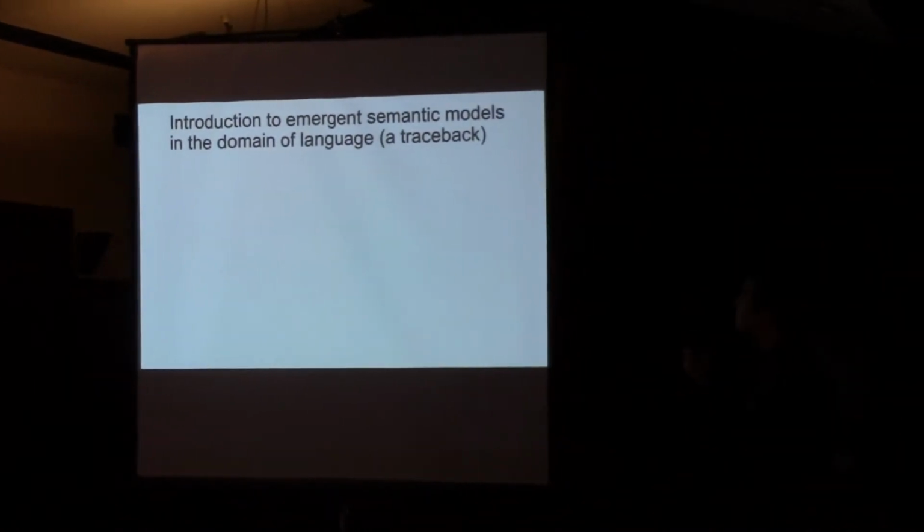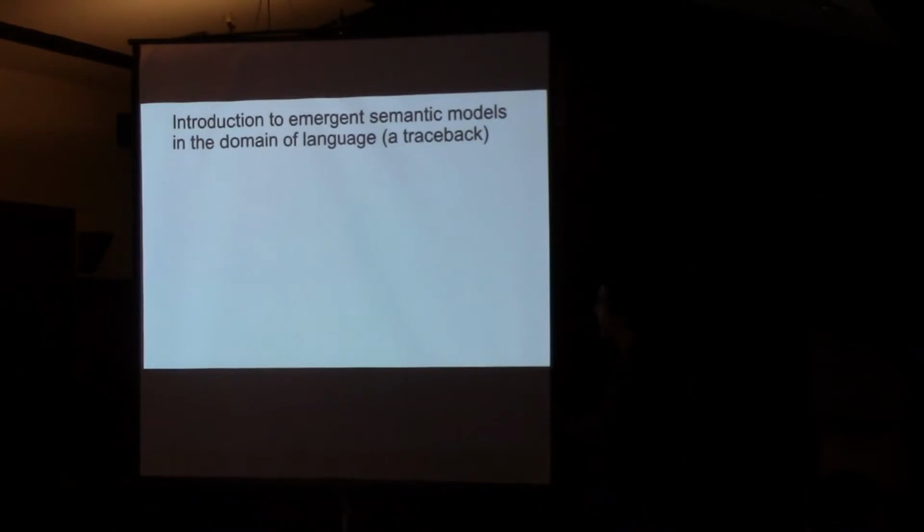Okay. So to the introduction of emergent semantic models in the domain of language. But before I get there, let's do a trace back of the literature that led us there. So Hopfield in 1982, in one of the most cited proceedings of National Academy of Sciences, talked about neural networks as representing features, as being abstract feature representations, and allowing for emergent features to be learned using stochastic gradient descent.